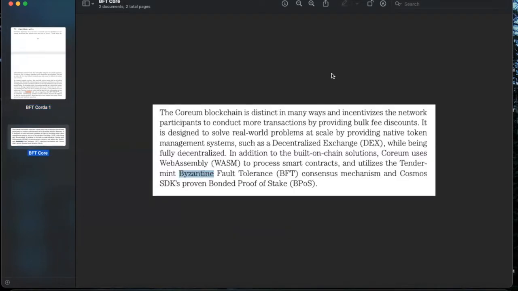The Coreum white paper mentions the Coreum blockchain is distinct in many ways and incentivizes the network participants to conduct more transactions by providing bulk fee discounts. It is designed to solve real-world problems at scale by providing native token management systems such as decentralized exchange while being fully decentralized. In addition to the built-in on-chain solutions, Coreum uses WebAssembly to process smart contracts and utilizes Tendermint, a Byzantine fault-tolerant consensus mechanism, and Cosmos SDK's proven bonded proof of stake.